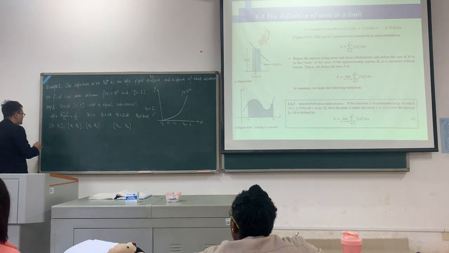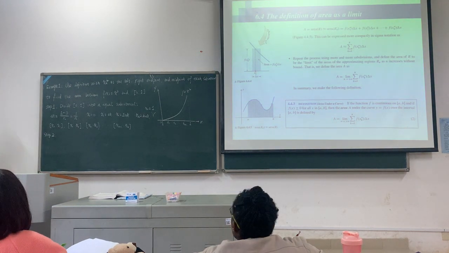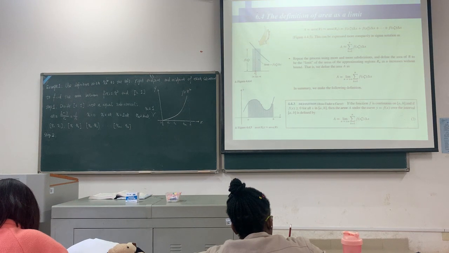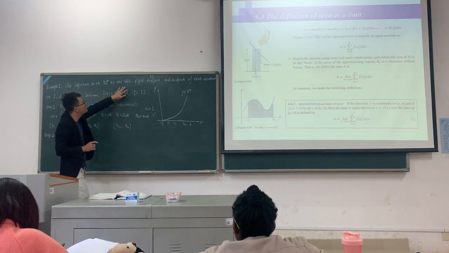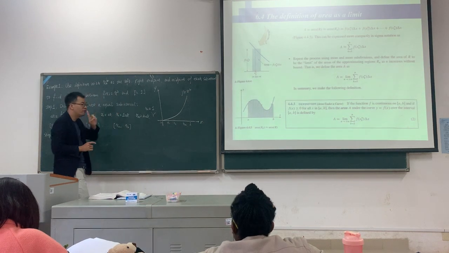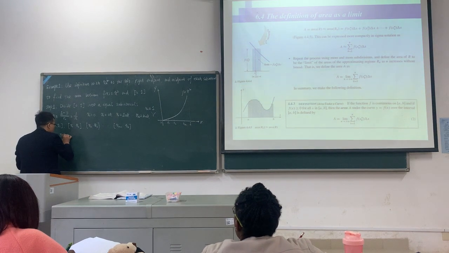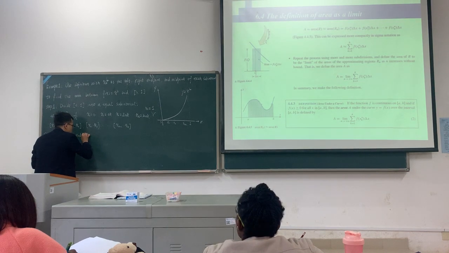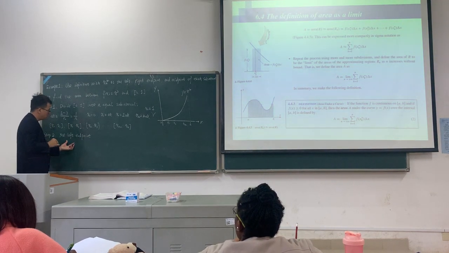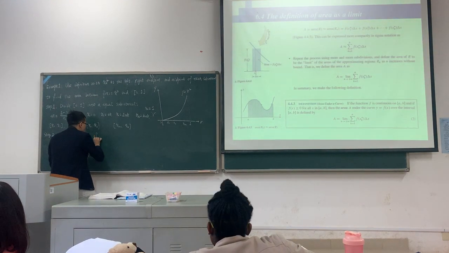So the second step, step 2, is we need to construct the rectangles. For the rectangles, we choose xk star as the left endpoint. So the left endpoint of each subinterval.